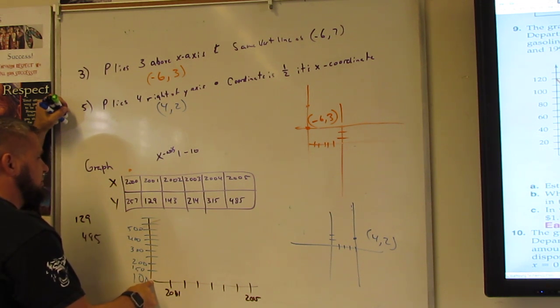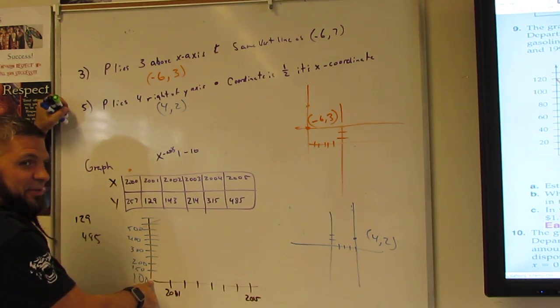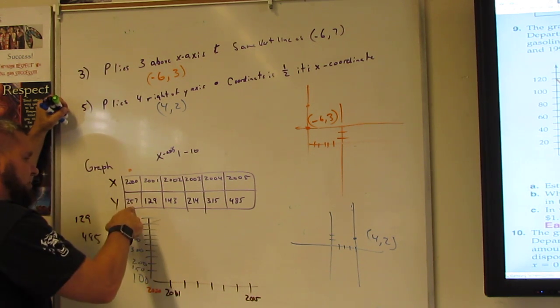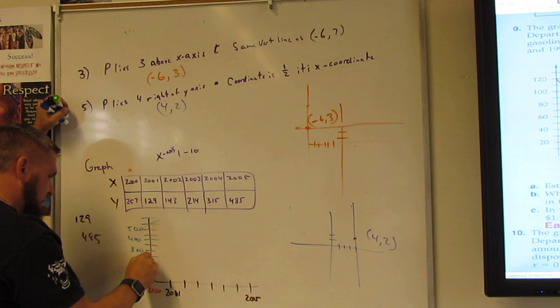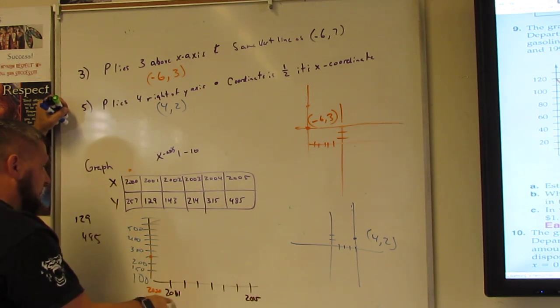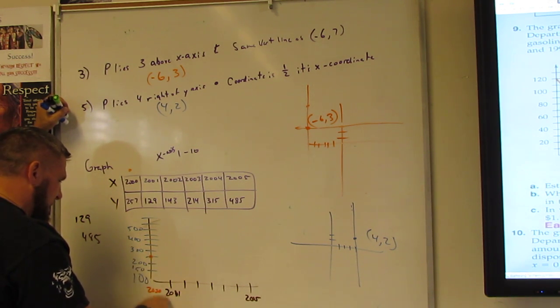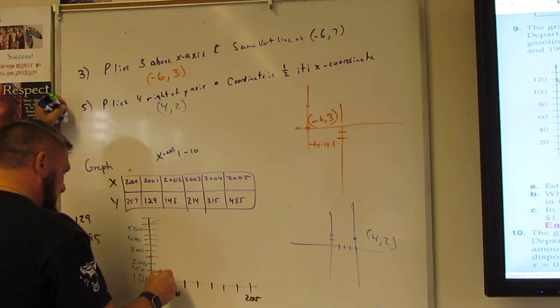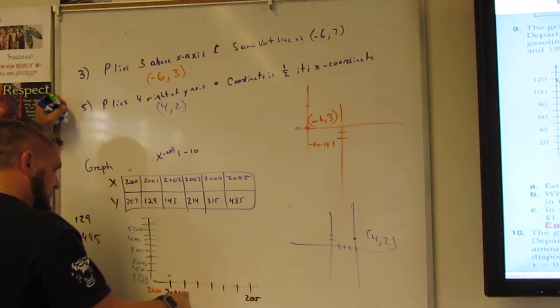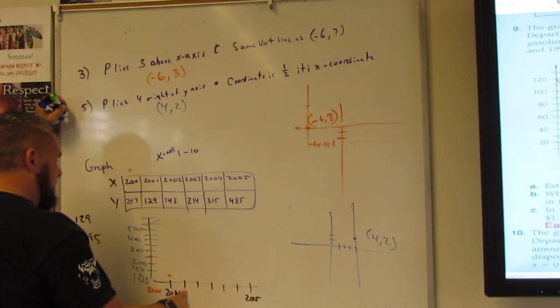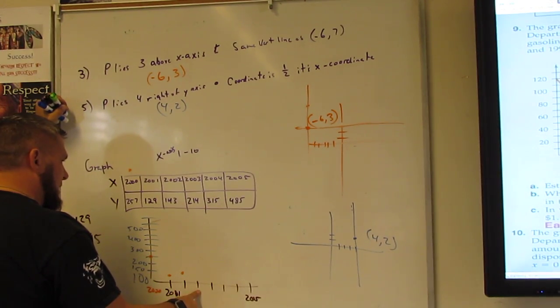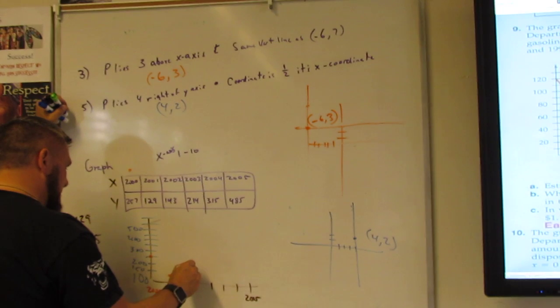in 2000, sorry, in 2000, right, I got 257, so somewhere right around here. 2001, I got 129, somewhere around here, right? 2002, I got 143, that's going to be right here. 2003, I got 215, that's going to be right around here.